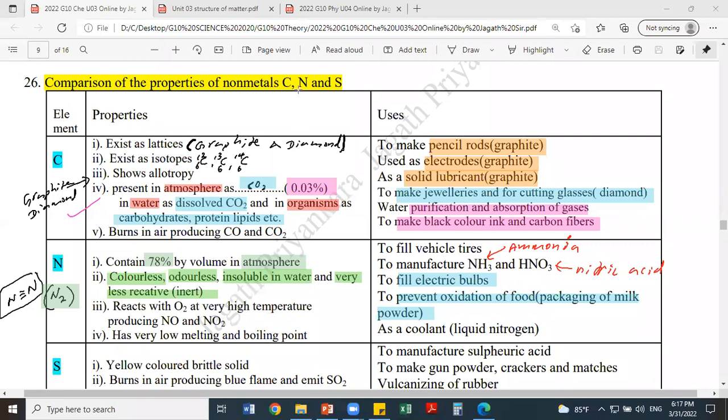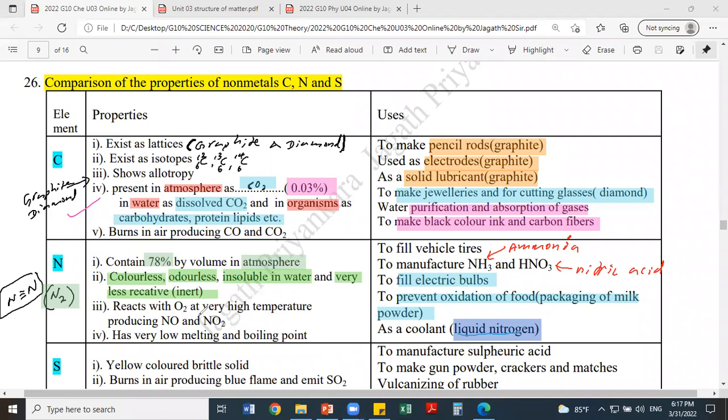Liquid nitrogen is also used. Liquid nitrogen is very cold, its temperature is lower than even normal ice. So liquid nitrogen is used as a coolant for quick freezing of food, right? Quick freezing of food. I will show the PowerPoint slide about this. And the other most important point is that nitrogen is very less reactive.